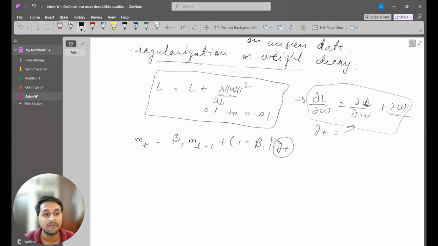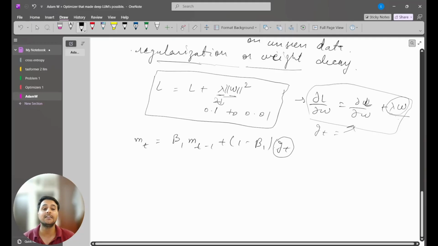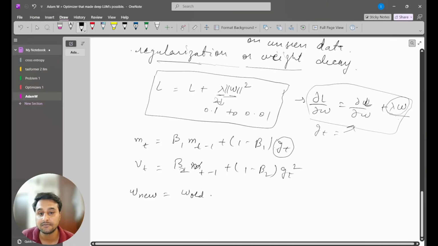So in the gradient, now we have this term lambda W, and this is for the weight decay. We want that no weight becomes very large. That's why at every update we want the larger weights to shrink slightly. For that purpose, VT also has this beta 2 VT minus 1 plus 1 minus beta 2 GT square, and in our weight update formula, this is the learning rate times MT over the square root of VT plus epsilon.